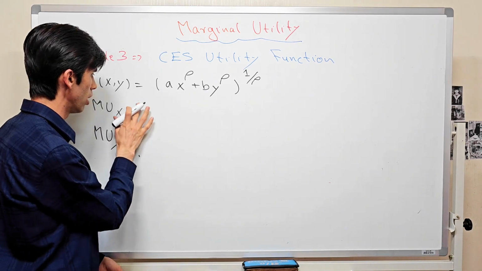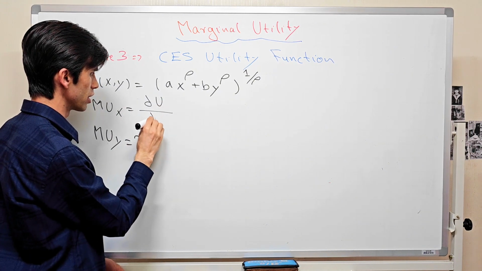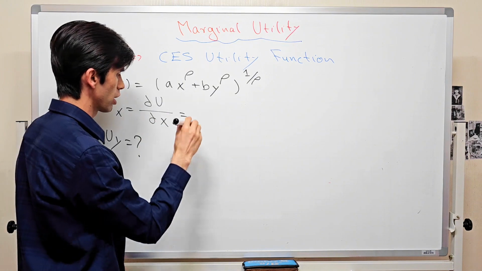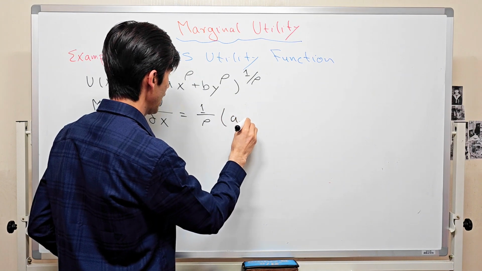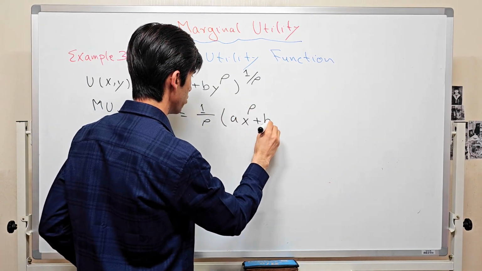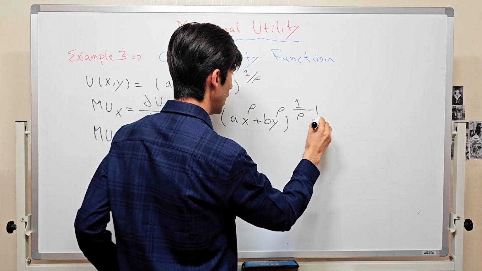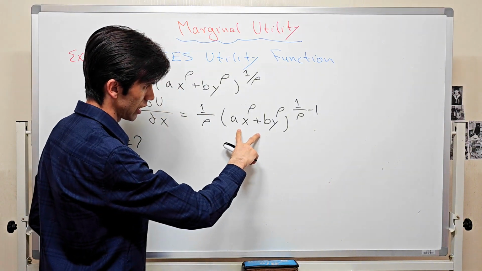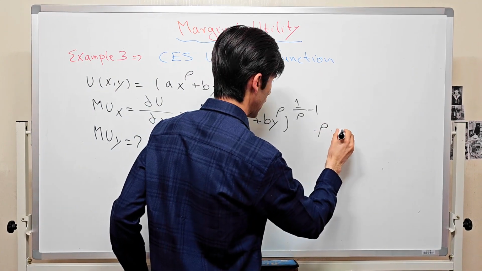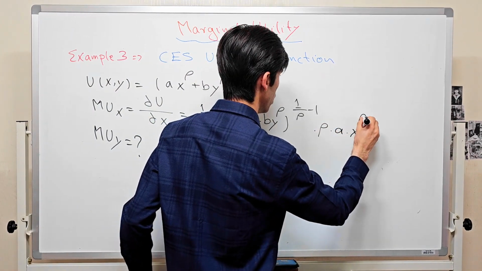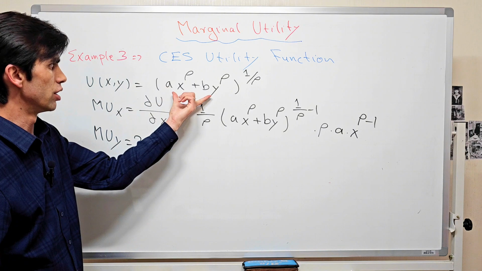As we have the formula, the marginal utility of x is equal to the partial derivative of utility with respect to x. Then it's equal to 1 over rho multiplied by (ax^rho + by^rho) to the power of 1 over rho minus 1. Then we need to take the derivative of the inside of this function, which is equal to rho multiplied by ax^(rho minus 1). We are taking the derivative of the inside function.